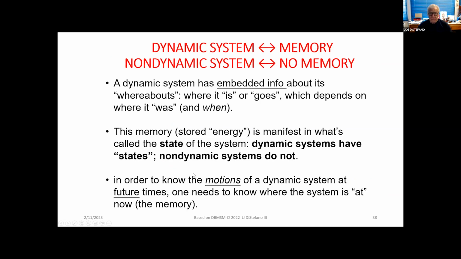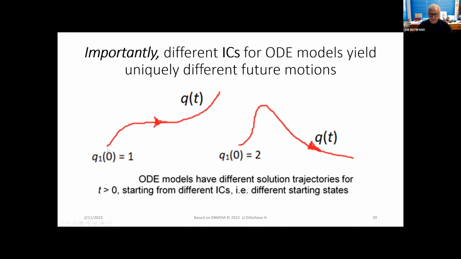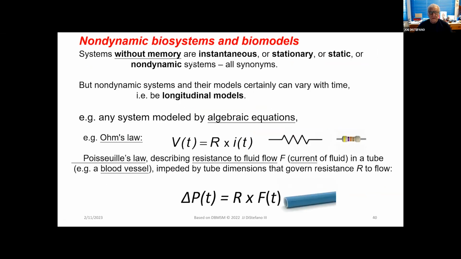And then I go on to make some very specific definitions of what a dynamic system is and juxtapose it. Here's a dynamic system with 2 different solutions from 2 different initial conditions, and then juxtapose this with non-dynamic systems. Best example being Ohm's law or Poiseuille's, which is pretty much the same thing in fluid flow.